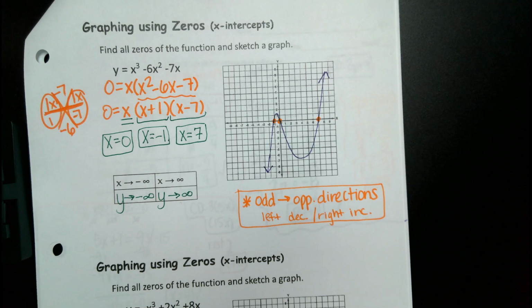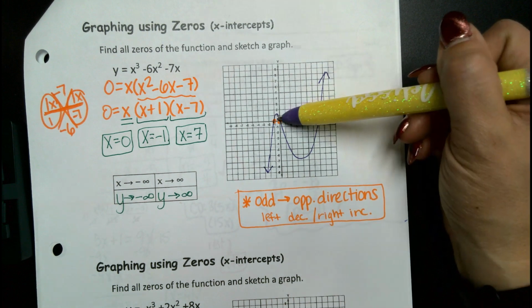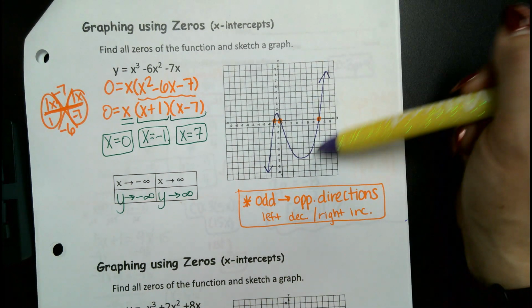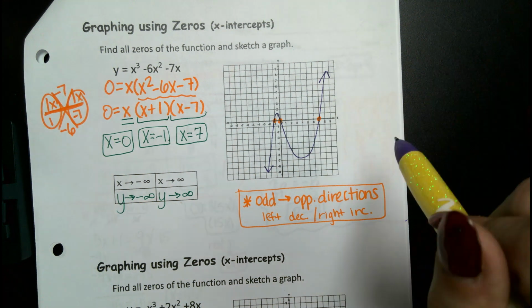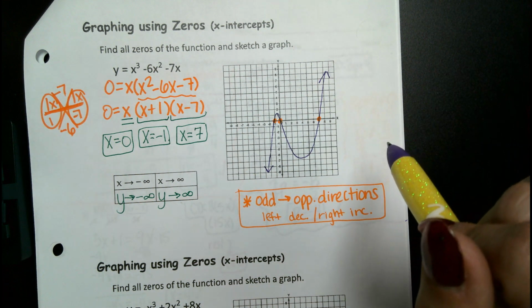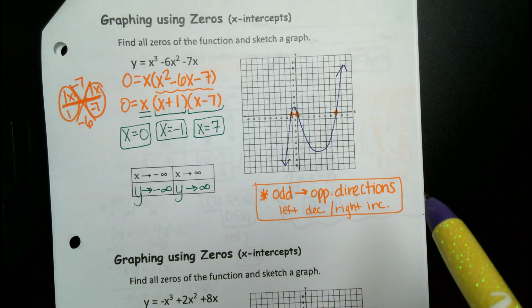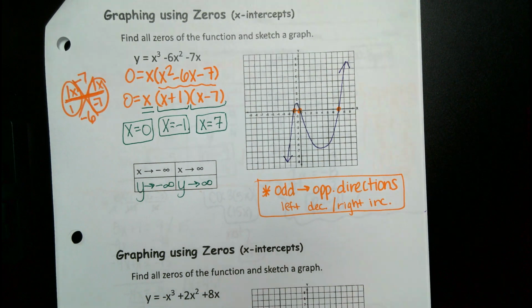So you guys would get full credit for that. Even if you made this one up here taller than mine, you'd still get credit as long as it's going the right direction and you crossed all 3 of those points. You guys okay with that?